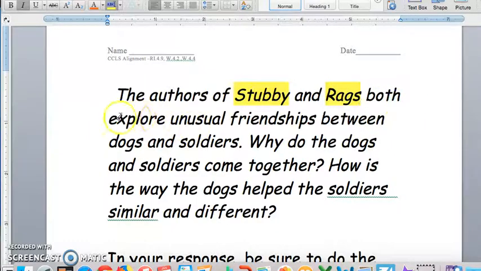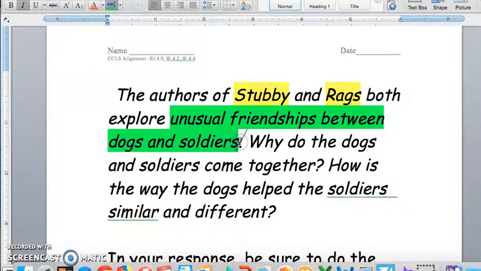Both explore unusual friendships between dogs and soldiers. Whoa, we get a lot from that one sentence. I'm starting to get the topic of both texts. So they're both about unusual friendships between dogs and soldiers.